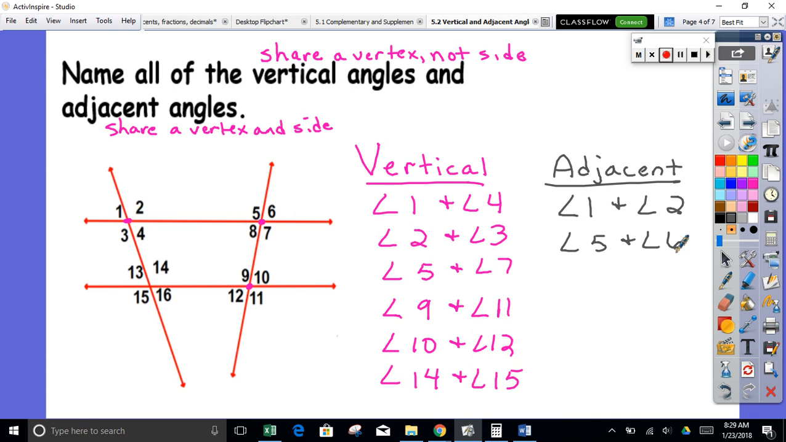Ross, another pair. 7 and 8. Yep. Sky, another pair. 9 and 10. Good. Kaylin, another pair. 12 and 11, good. And let's do one more pair. Adria? 3 and 4. Good.